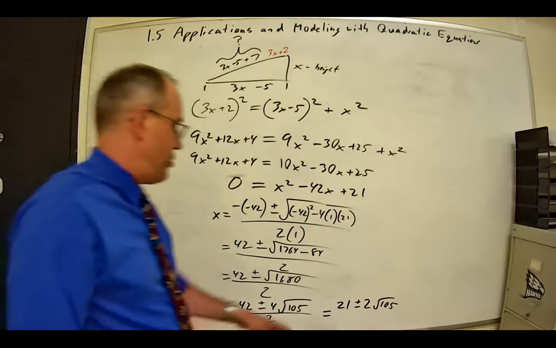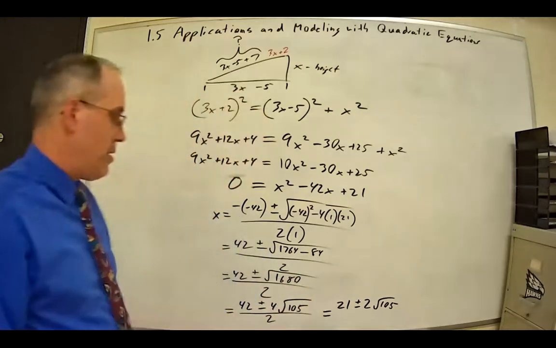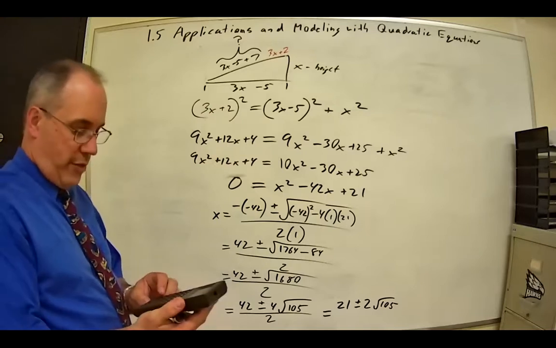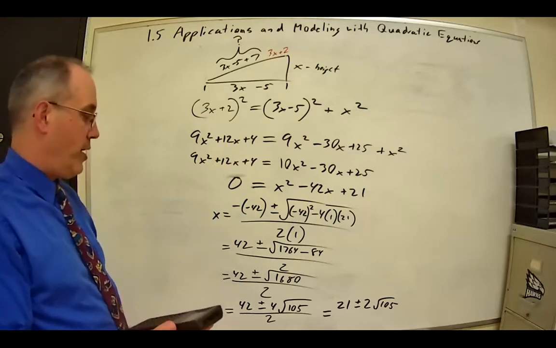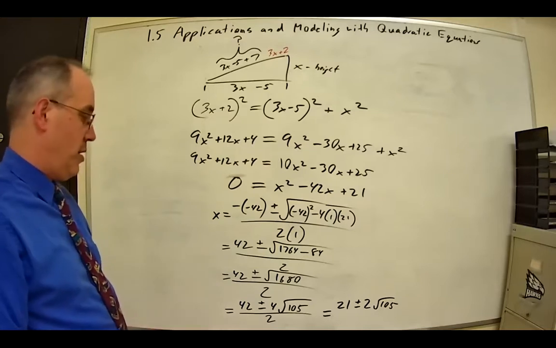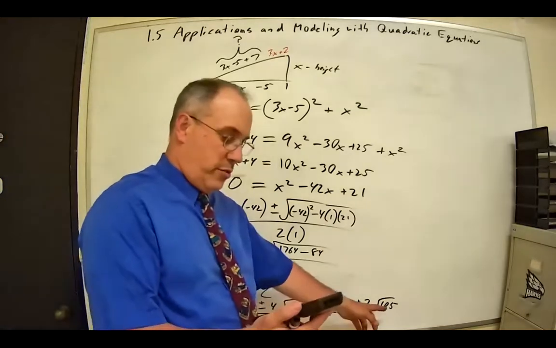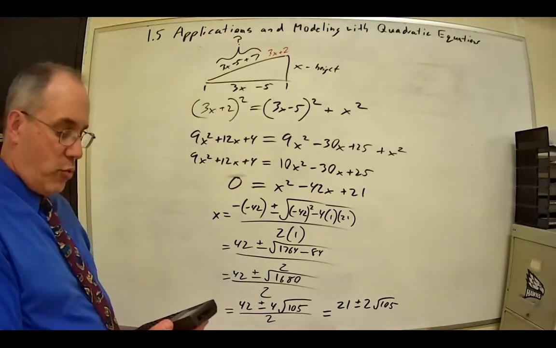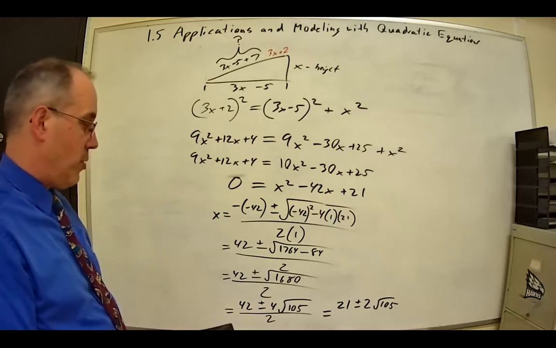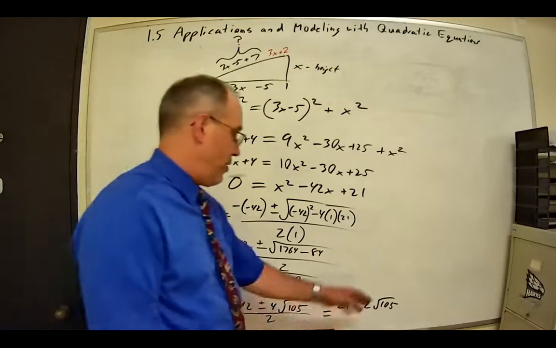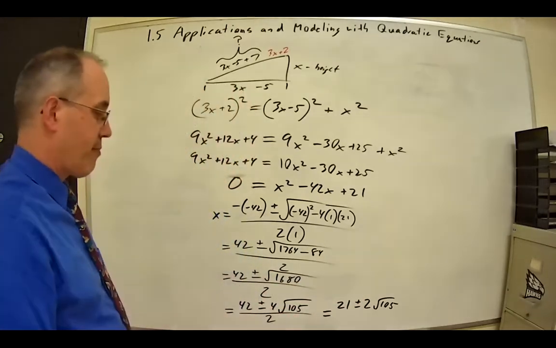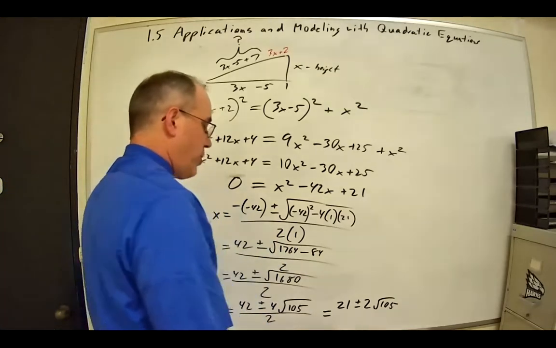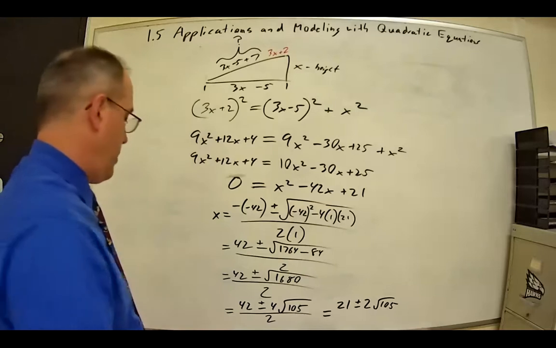Okay, so I'm down to that. What is the square root of 105, just to get an approximate value? That's going to be approximately 10.25. Multiplied by 2, that would give me 20.5, so that's possible. Otherwise, we go more than that. So let's see what we have here. We have 21 plus or minus 2 radical 105.